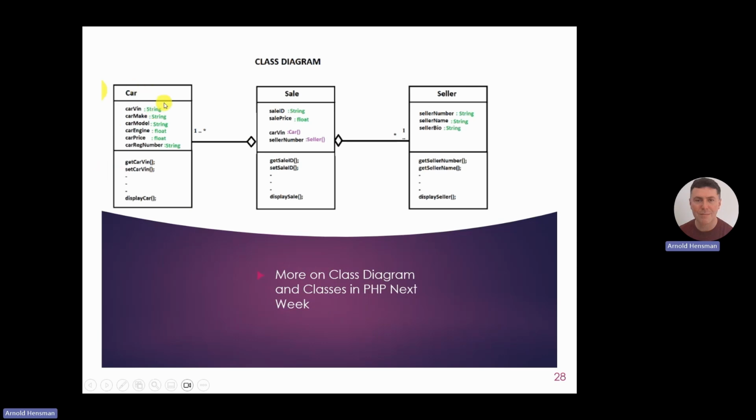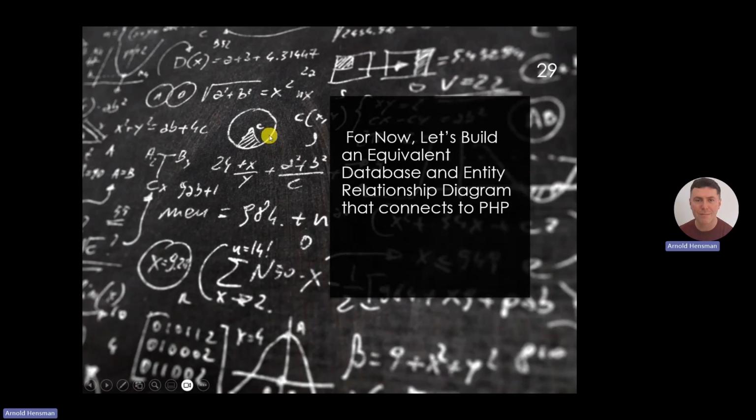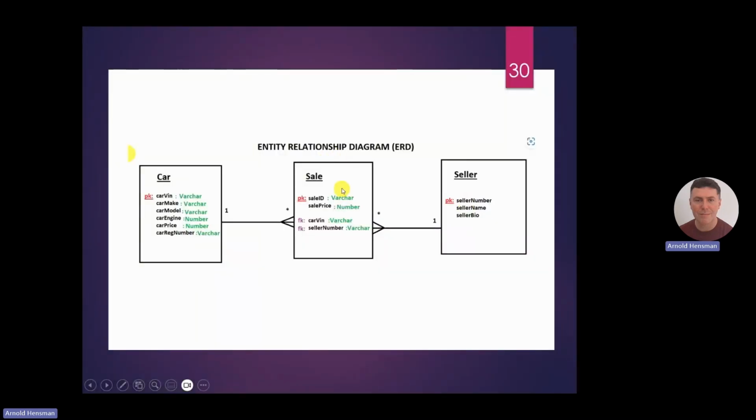Car, a sale, a seller. So a sale contains a car. A sale contains a seller, the so-called salesman, and a car. All right. Seller, sale, car. The sale contains two things there. And then basically you would build those classes. But for now, let's just build the equivalent database in EORD. So you've got sale, a seller, the person selling the car, the salesperson, and the car itself.